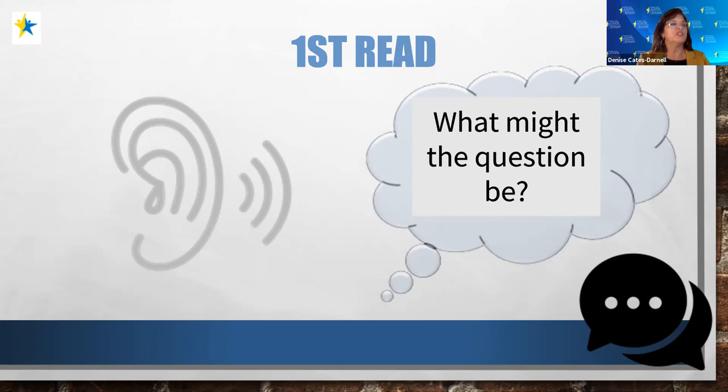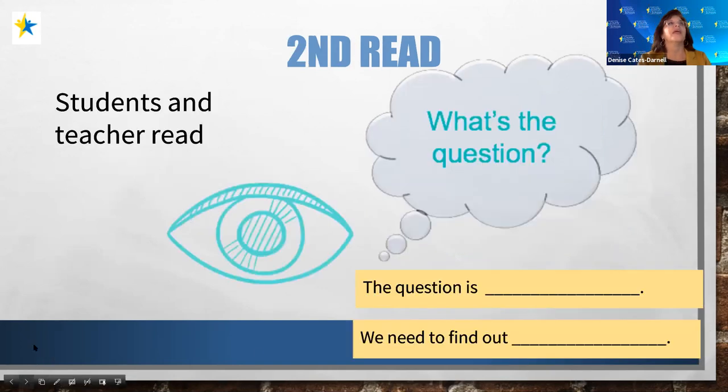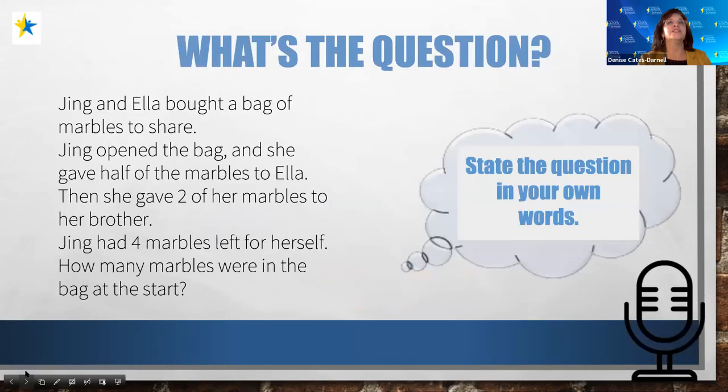So this time we're going to do our second read. And this time we're going to listen to find out what the question is. So in our second read, we're going to read together. So I'm going to put the problem on our screen, but I want you to notice down below here on the right-hand side of the screen before I do, we have a couple of response frames for you when we come to what is the question. So we could say the question is, or we need to find out, or you can rephrase the question as you would prefer to do. So let's look at the problem and read it together.